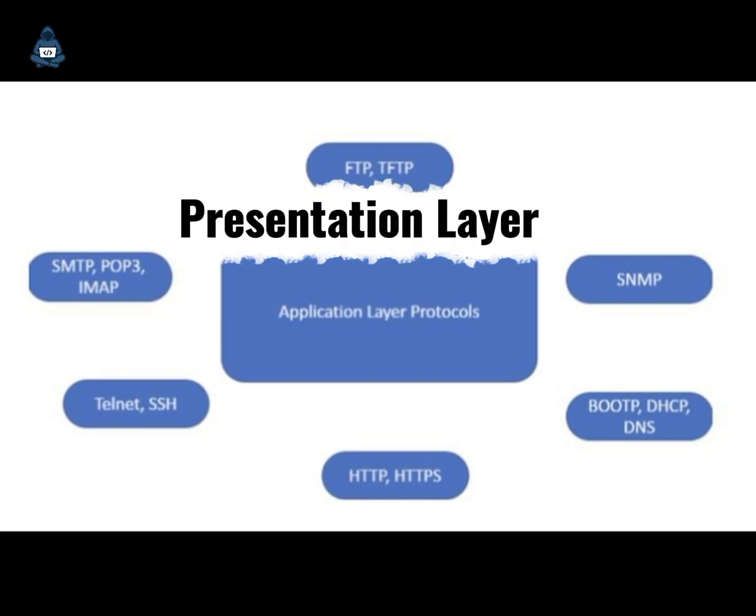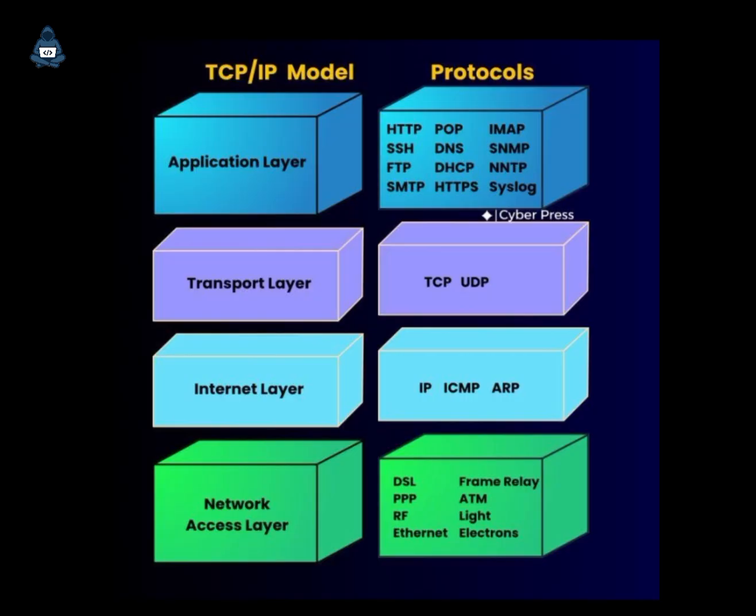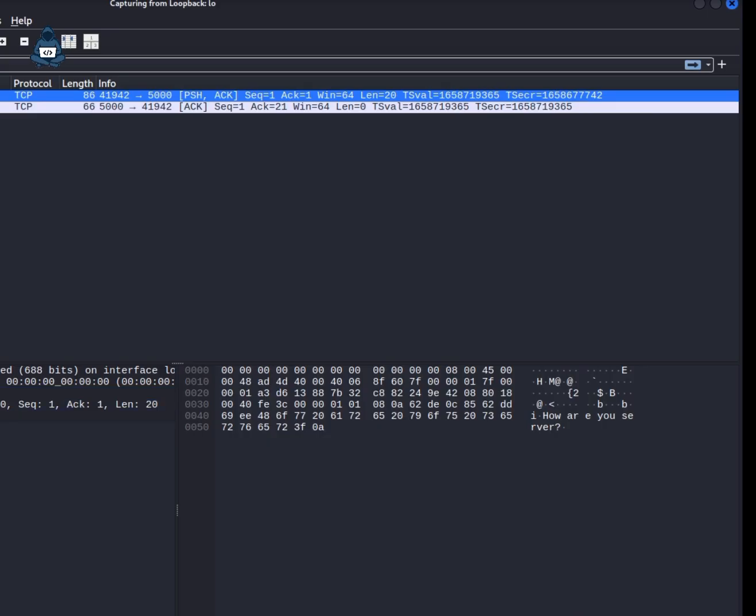Layer 6, the presentation layer. It handles the encryption, decryption, and compression of data transferred between the communicating parties. Let's move back to Wireshark. From the view, you can see the encryption of the data between the client and the server communication.